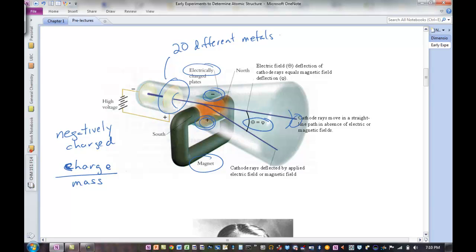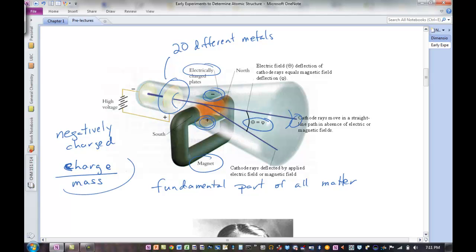And guess what? Every single metal he tried emitted these cathode rays. So his conclusion was that these charged particles were a fundamental part of all matter. Okay? And there's even a quote from someone at a conference where Thompson presented this work very early, and the guy said, "I thought you were pulling our legs." A lot of scientists didn't believe that there were these negatively charged particles that were fundamental to all matter.